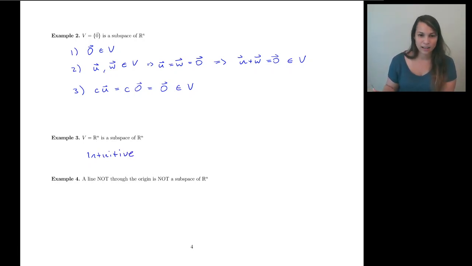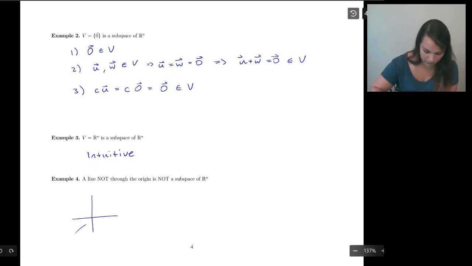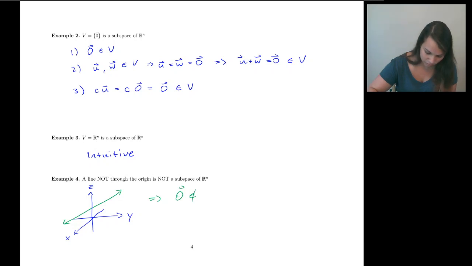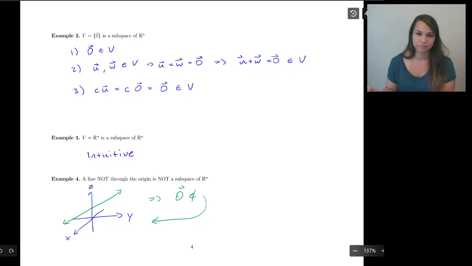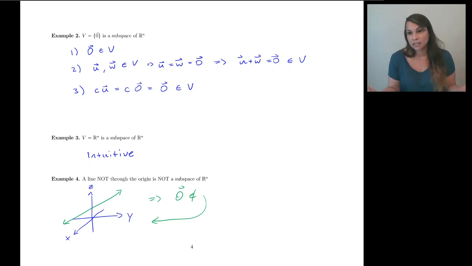And then what isn't going to be a subspace is some line that is not through the origin. So, for instance, in R3, if you've got a line doing this, this guy is not going to be a subspace because the 0 vector isn't in here. So that is not going to be a subspace. If it was going through the origin, now we're back at span, that is a subspace.